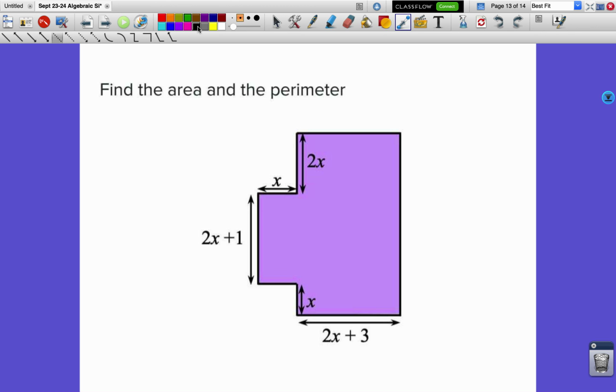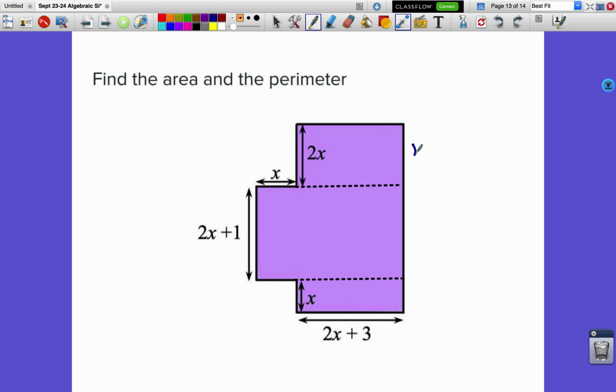So I'm going to put one dotted line in right here. That cuts off a rectangle at the top. I'll put in another dotted line here, and that cuts the remaining shape into 2 more rectangles. Now let's fill in what we can. If this side is 2x, then this side must be 2x. And if this side is 2x plus 1, then this must be 2x plus 1. If this is x, then this must be x. If this is 2x plus 3, then this must be 2x plus 3.